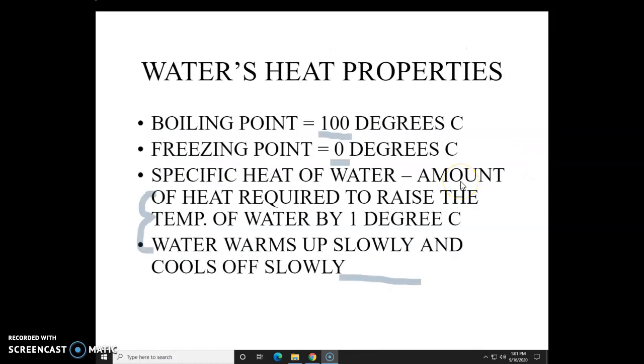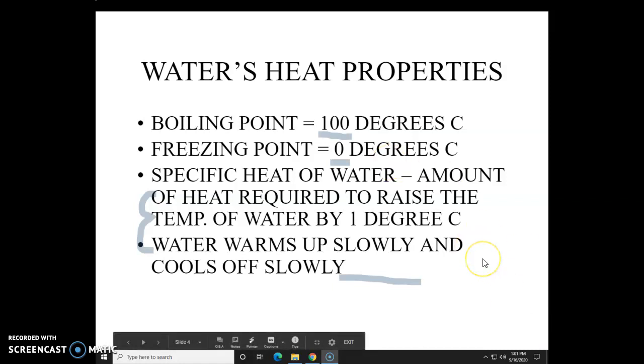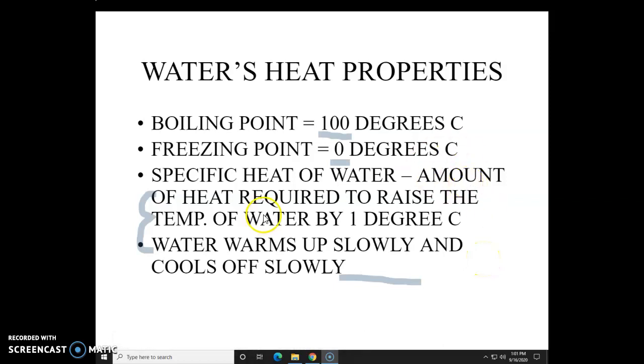Now, water's heat properties. The boiling point of water is 100 degrees Celsius, and the freezing point is 0 degrees Celsius. Remember, we use Celsius in science. The specific heat of water is the amount of heat required to raise the temperature of water by 1 degree. And water heats slowly and retains its heat longer than other substances.